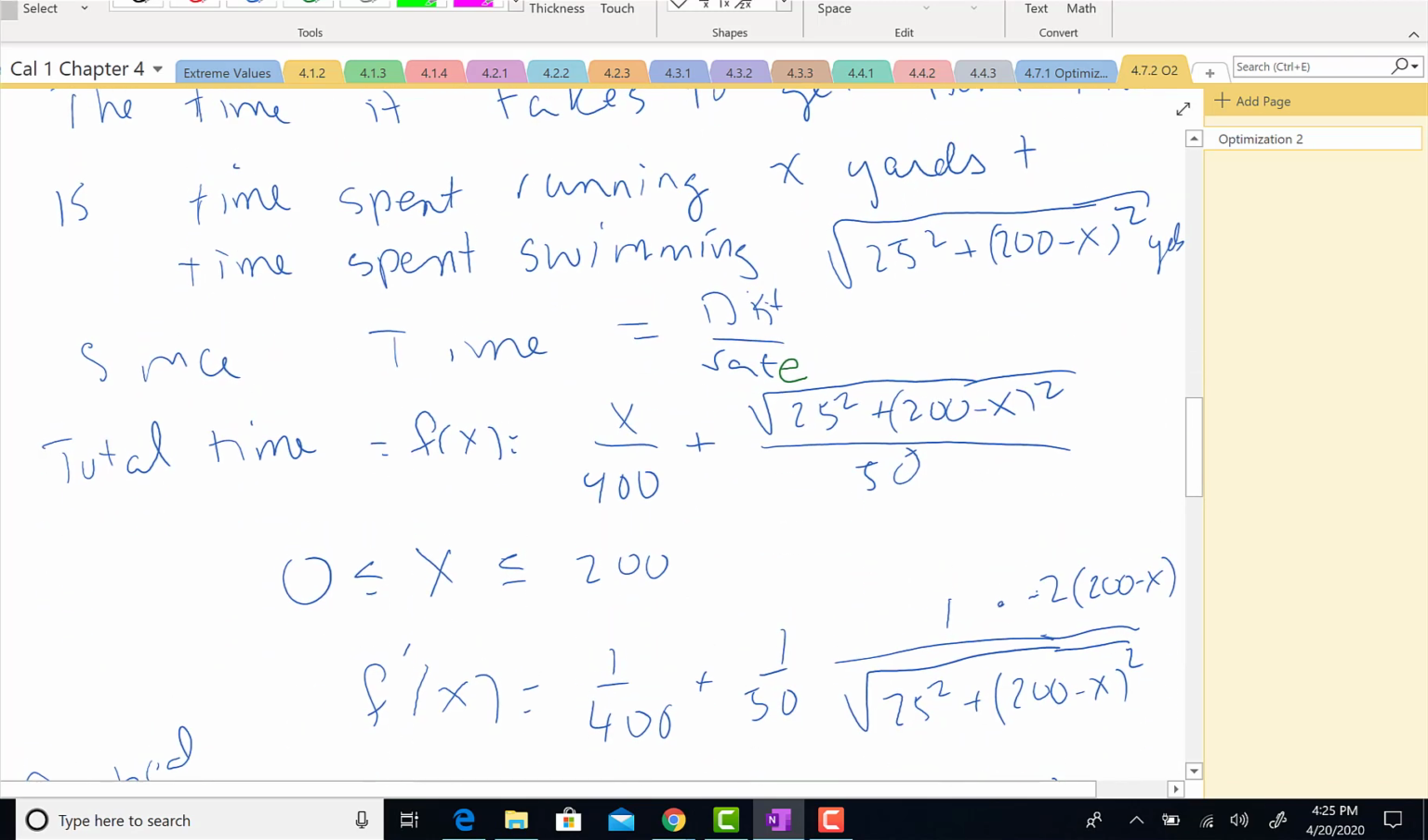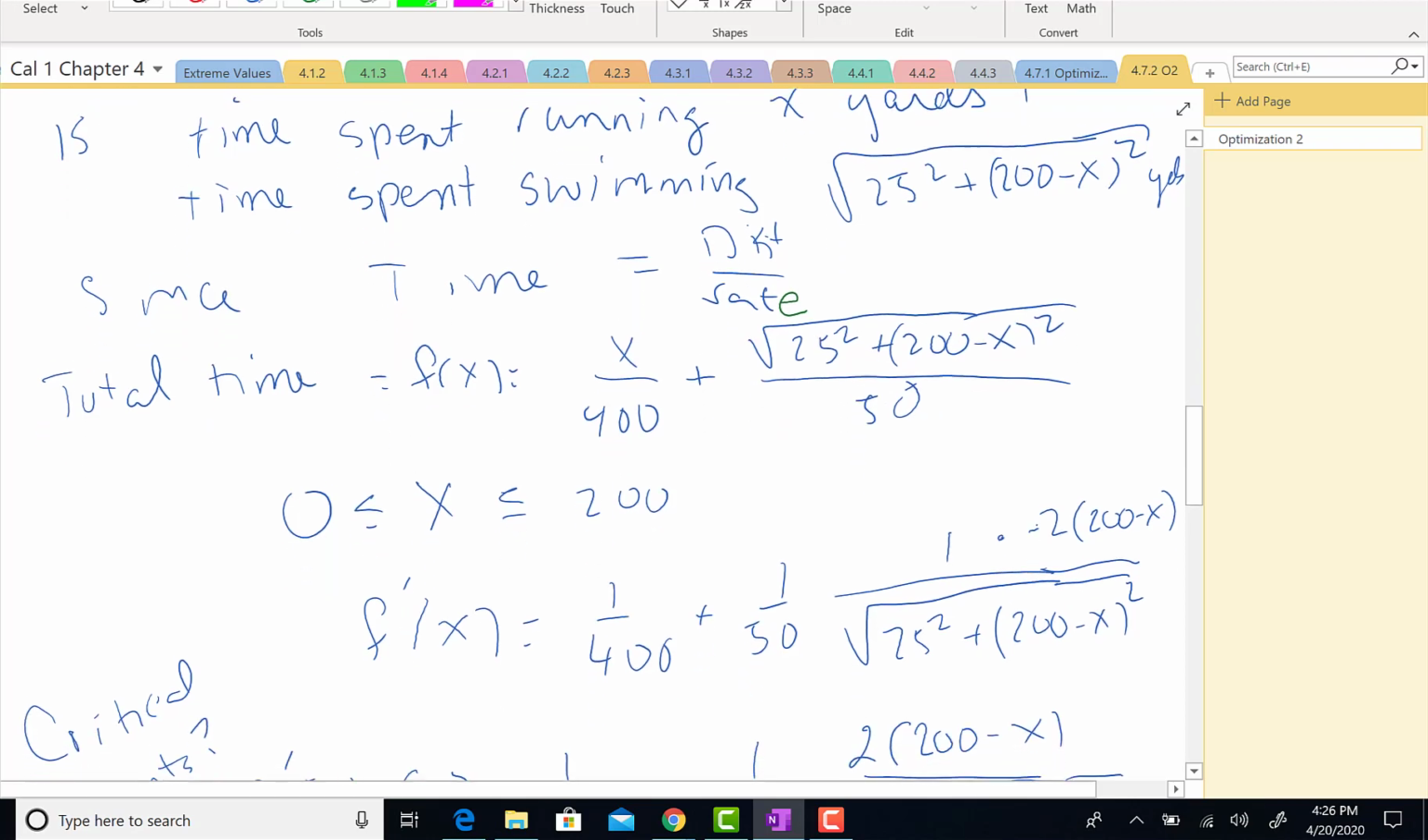The derivative would be 1 over 400 plus 1 over 50 times the derivative of that radical function. So the square root is something to the 1/2 power, so the derivative will be to the negative 1/2 power: 25 squared plus (200 minus x) quantity squared. And then we have to use the chain rule, so we take the derivative of what's inside. So it would be 200 minus x times 2 times negative 1. And so we've got the derivative there.